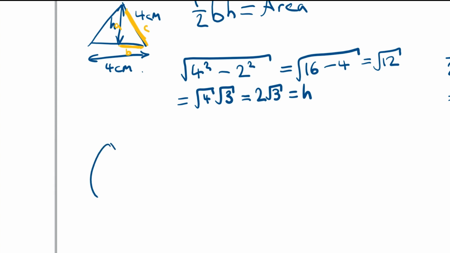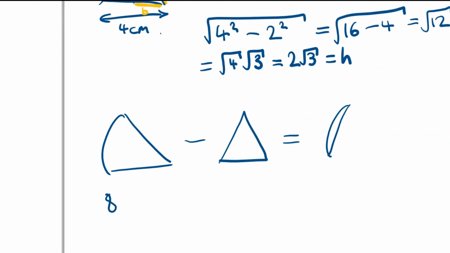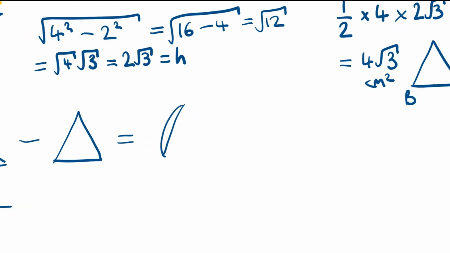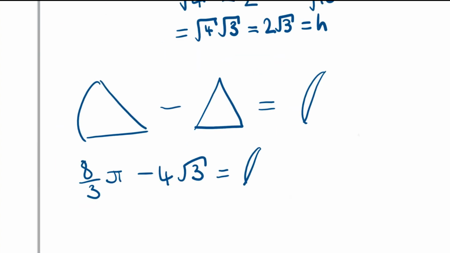So we're basically doing the entire sector like this, minus the area of the triangle equals the segmented area. Okay? So if we write that down, we have 8 over 3 pi minus 4 root 3. Okay, and we can't simplify that any further, and that's our segment area.